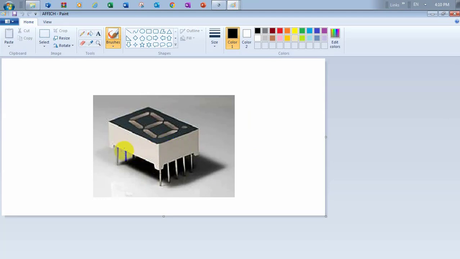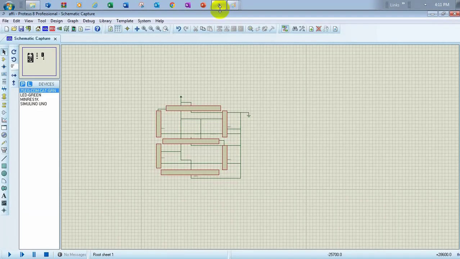We say there are 2 types: 7 segment display common cathode and 7 segment display common anode, and we have explained the difference between the 2 types. In this course we still talk about this component.